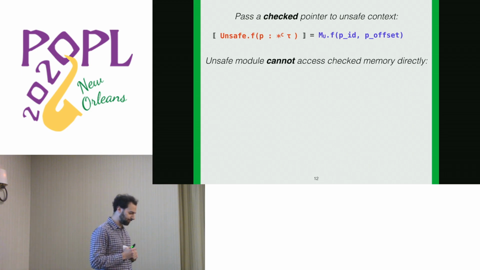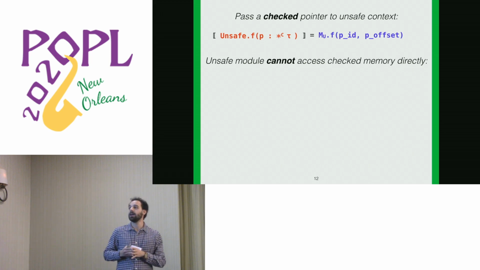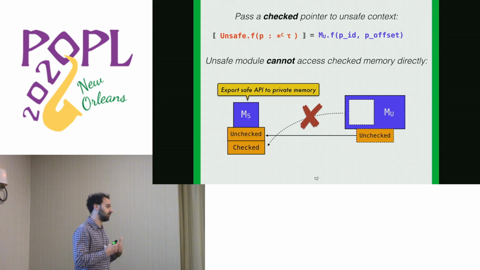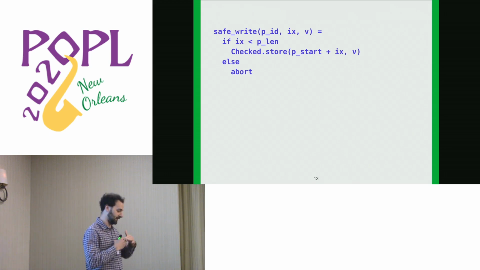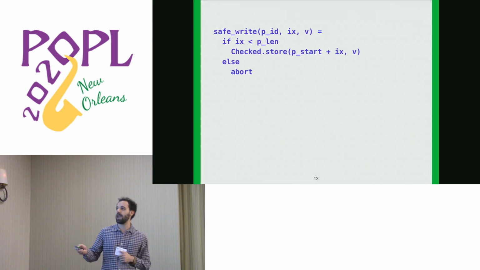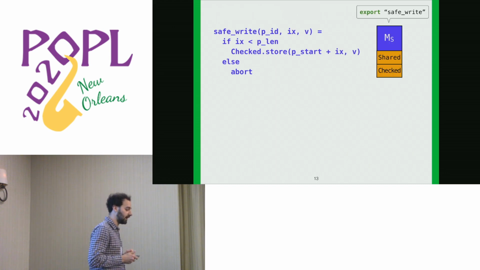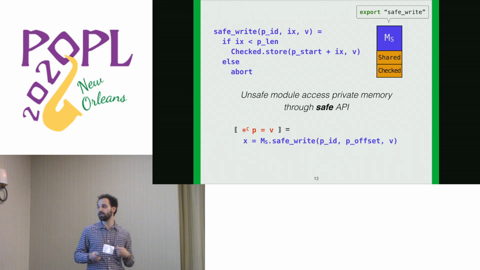Now, what can the untrusted module do with this capability? As I said before, the sandbox prevents the untrusted module from accessing the private memory directly. So instead, we export a safe API to the private memory. For example, we define a safe write function in the target, at the WebAssembly level, that takes a capability identifier, an index and a value, and it performs the bounds check that you expect, and only if this bounds check goes through, we write the value into the memory. Then the safe module exports this API, and the unsafe module can write to checked pointers via the API.